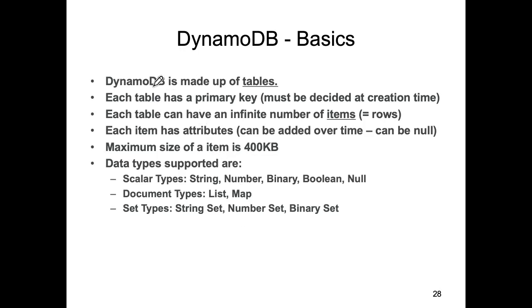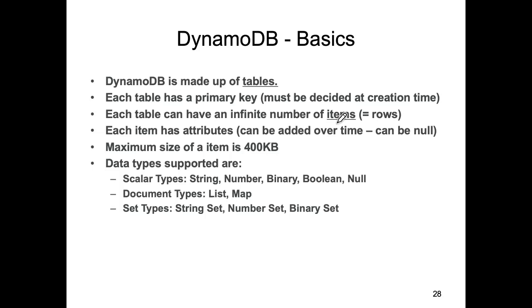What I'm saying here is that you have to declare at the outset what the primary key is, and that kind of makes sense, I guess. Each table has an infinite number of items. Now, we use this term item instead of row or record in the DynamoDB world. So a table is made up of items is the correct way of describing things.